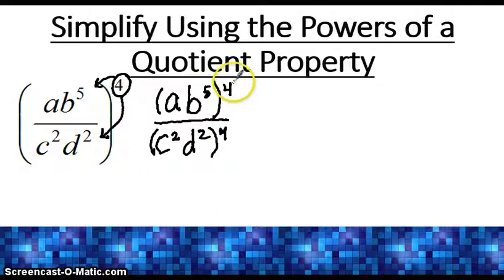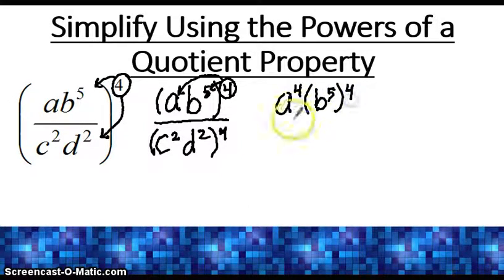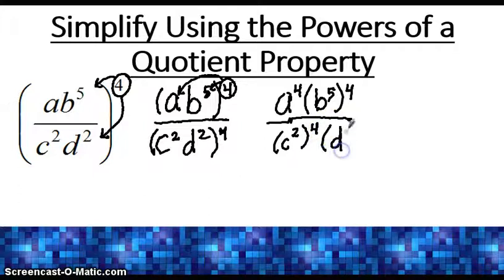Now, if you look, we have the power of a product. There are 2 factors inside the parentheses, so we need to give each exponent to each factor. So we get a to the fourth, b to the fifth to the fourth power, over c squared to the fourth power times d squared to the fourth power.